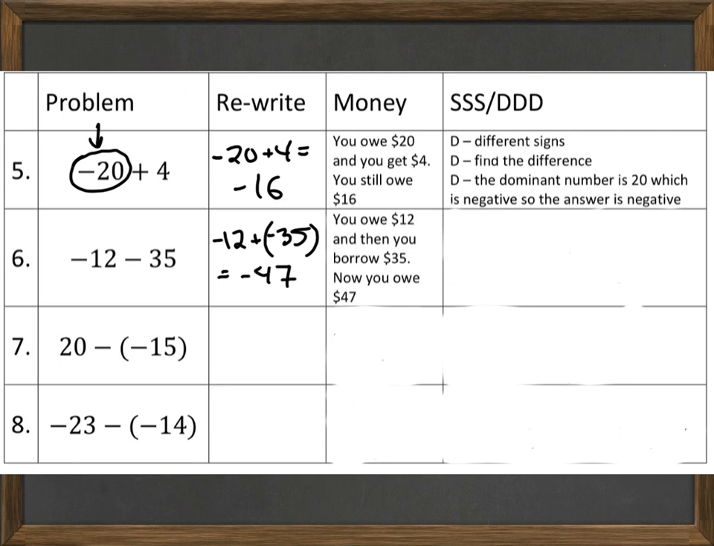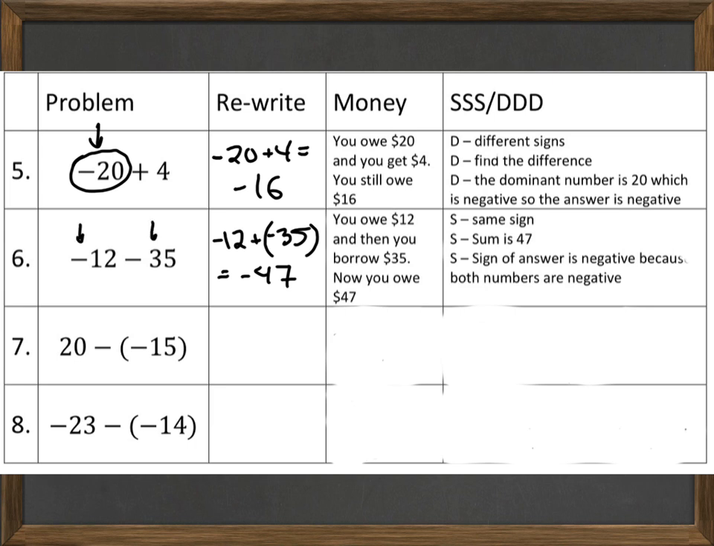So when we think of the SSS-DDD method, we can see that both numbers are negative. They have the same sign, so we add them. Then we just have to figure out, okay, well the sum is 47. Should the sum be positive or negative? So we can see that both numbers, the 12 and the 35, are both negative. So the sign of my answer is going to be the same as the sign of the numbers in my problem.